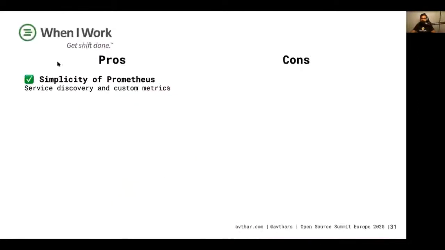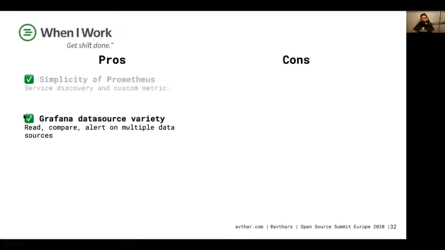So let's get into some of the pros and cons of this setup as reported by When I Work. The first big pro is the simplicity of service discovery and custom metrics within Prometheus. That's been a huge advantage for them. The second pro is the variety of data sources supported in Grafana. Grafana has really allowed them to read, compare, and alert from multiple data sources. Previously, they had different data sources, but they were never able to fully combine them despite things like the Datadog integration with AWS.